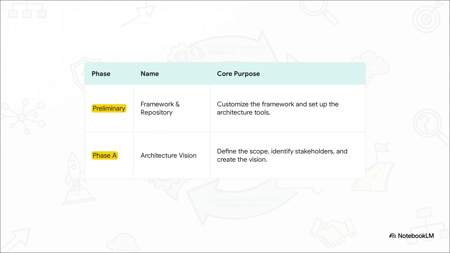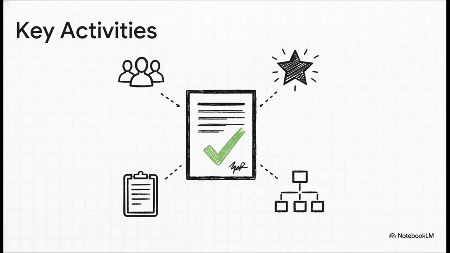Then, in Phase A, you create that all-important architecture vision, which defines your scope, your goals, and your constraints. This makes sure the project kicks off with a clear mandate. This stage is completely about alignment. It's about getting the right people, the right principles, and the right permissions all in place. You're basically building consensus and getting that formal green light to move forward with a shared idea of what success looks like.